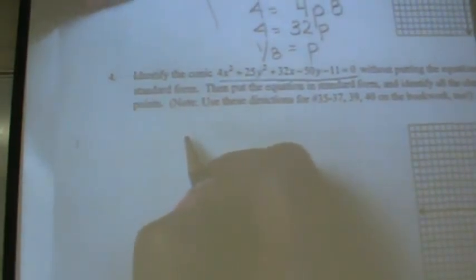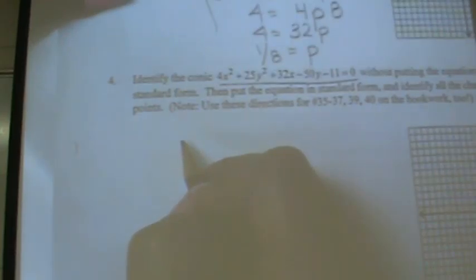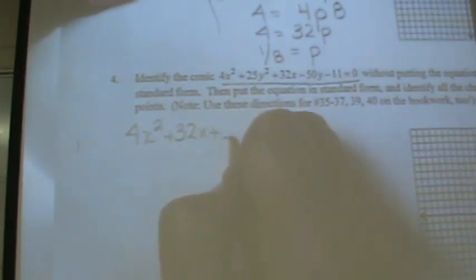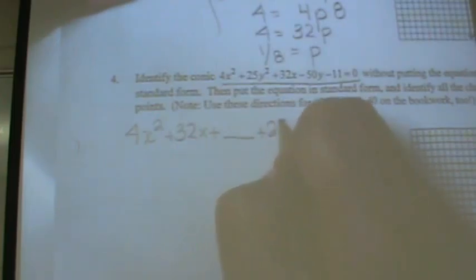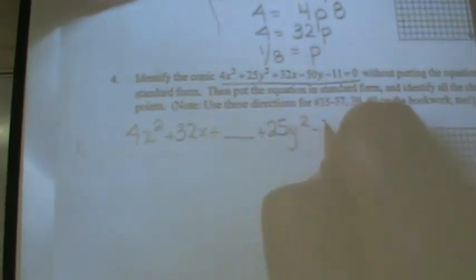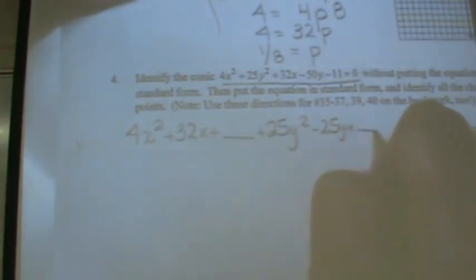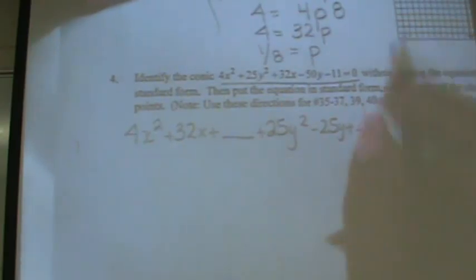Step one, get the x's and y's together. Let's start with x squared. So 4x squared plus 32x plus something, and then let's attack the y's. Now, I always bring my constant to the other side.